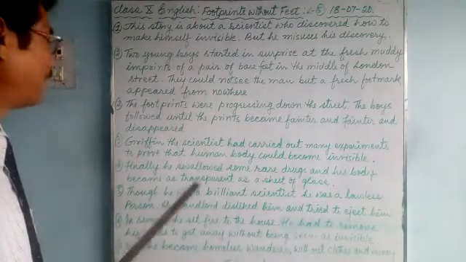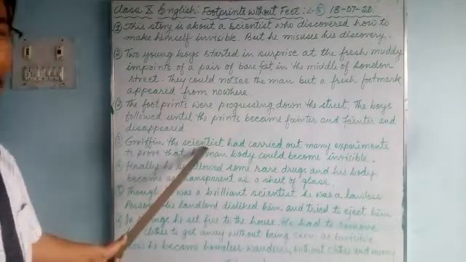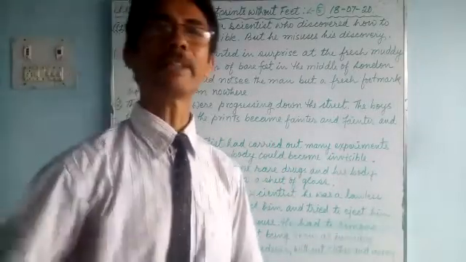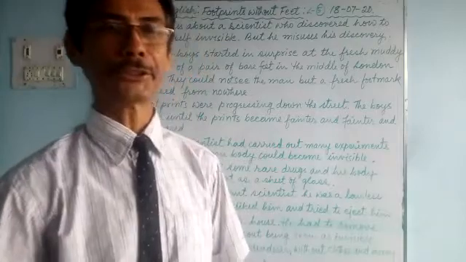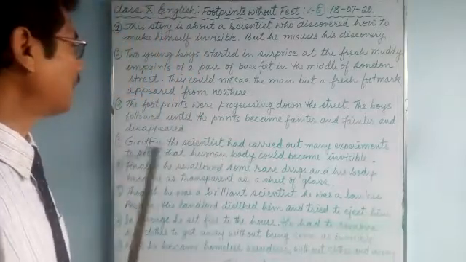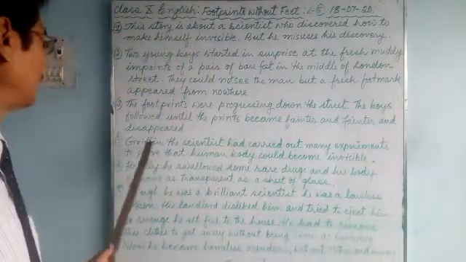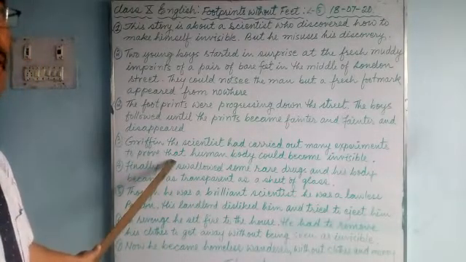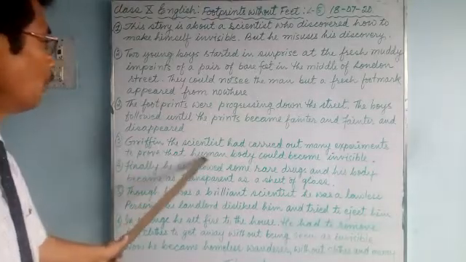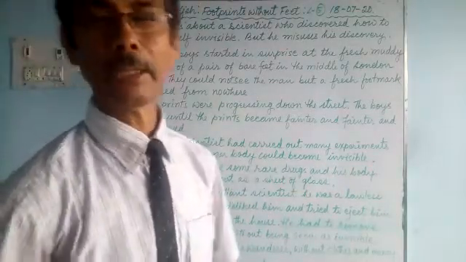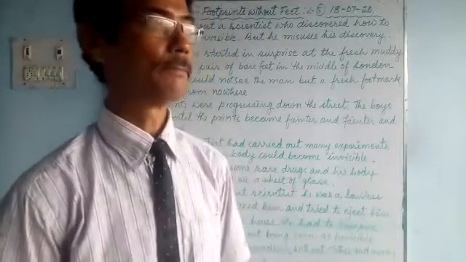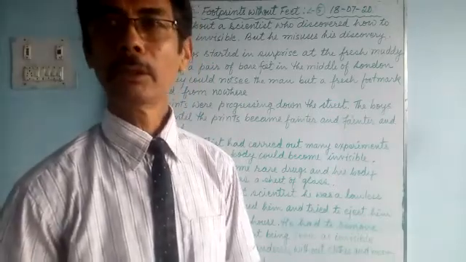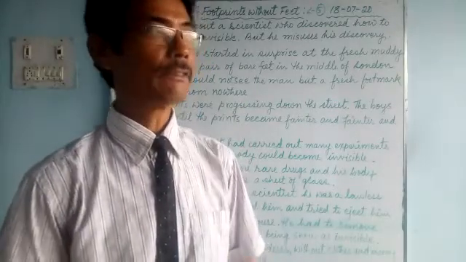Actually this was Griffin. Griffin the scientist had carried out experiment after experiment for many years. He was doing experiments. He was a scientist. His name is Griffin. To prove that the human body could become invisible, he made a number of experiments. He tried very hard to find out whether a human body can be invisible or not.